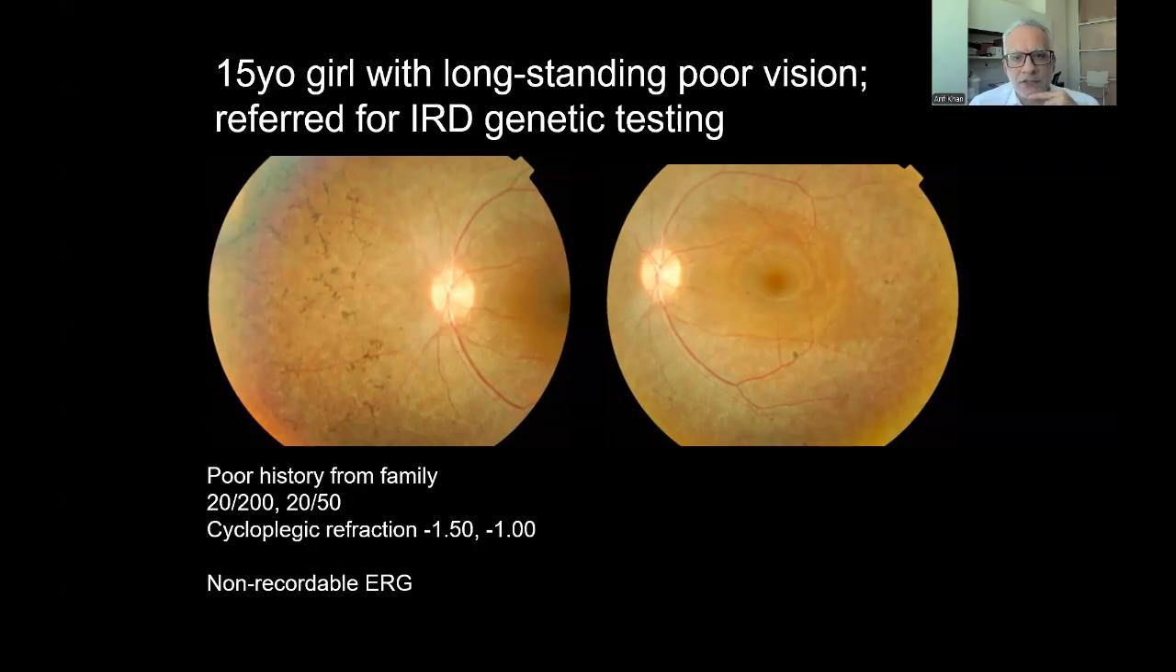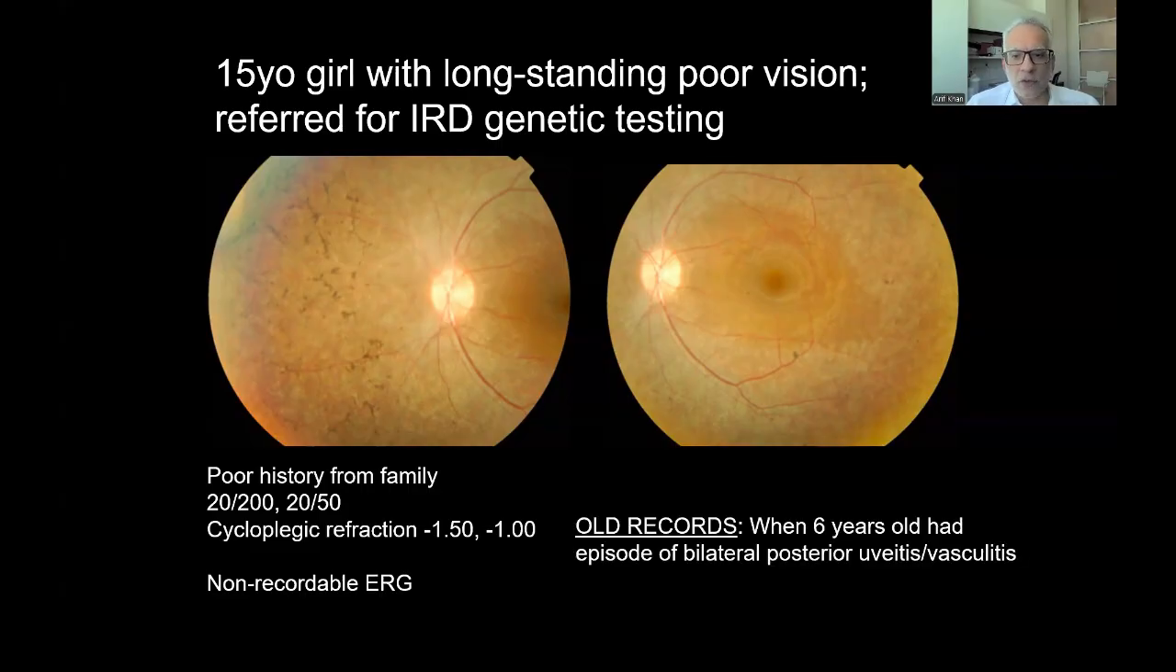What's missing is the history, and we're not going to diagnose inherited retinal disease unless we have a good history. And when we go back to the old records, we find the records of this patient. When she was 6 years old, she had an episode of bilateral posterior uveitis with vasculitis. And this is the sequela of that. It's not a gene mutation.